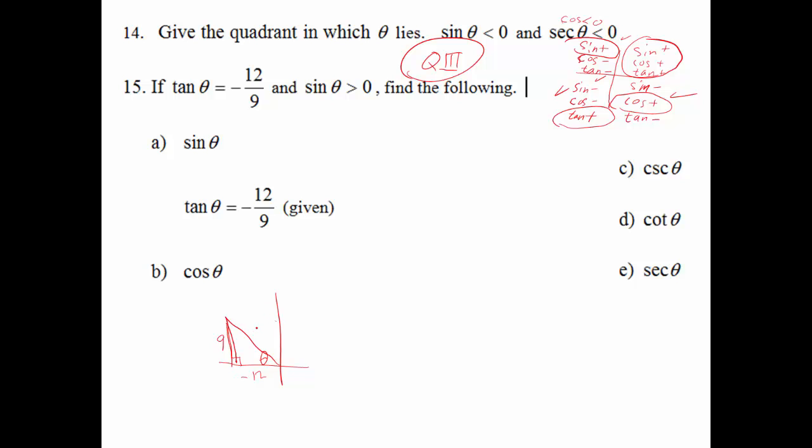The hypotenuse is always positive, so this will be 12 squared plus 9 squared. That'll give me the square root of 225, which is 15.